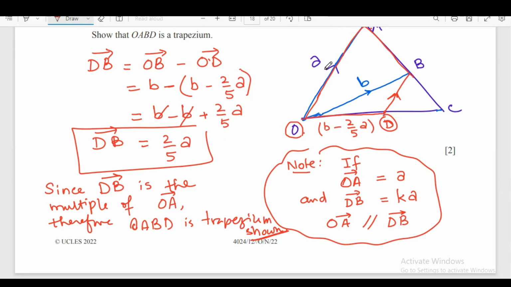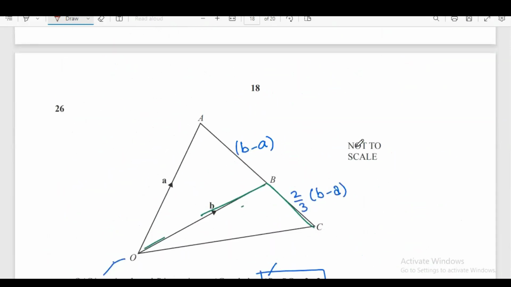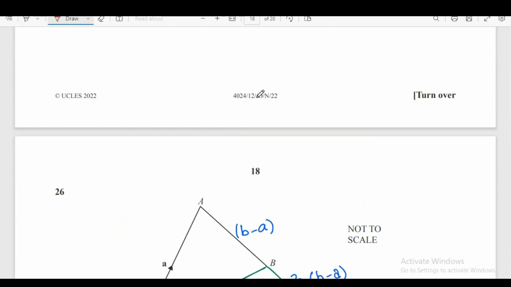Thank you very much. I hope you have understood the idea of how to solve this question number 26 of 4024 paper 1, variant 2, October/November 2022.